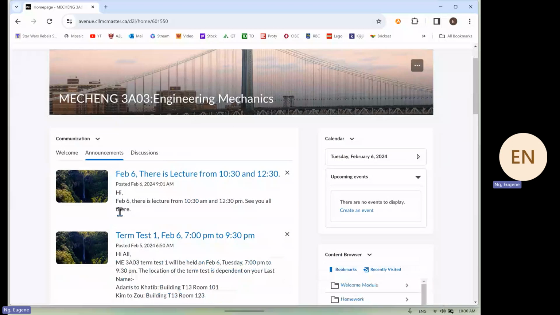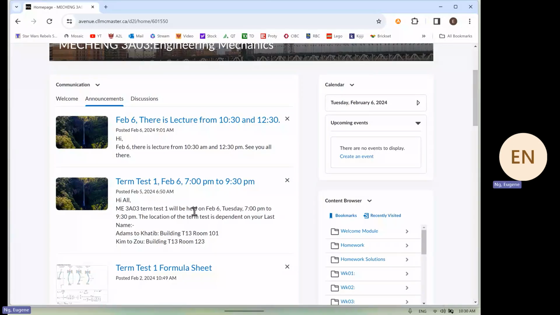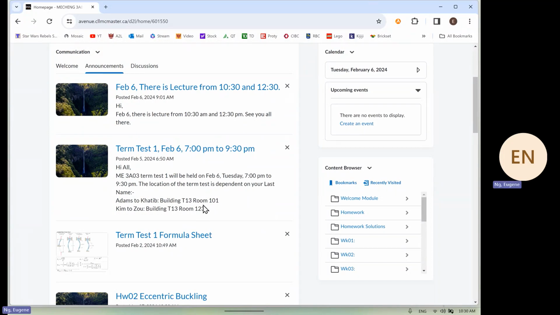Just a reminder, today we have a term test, and the term test will be held in 2 rooms. If your family name starts from Adams and ends with Khatib, you'll be in room 101. Kim to Zoe, building T13. Your room will be in 123.